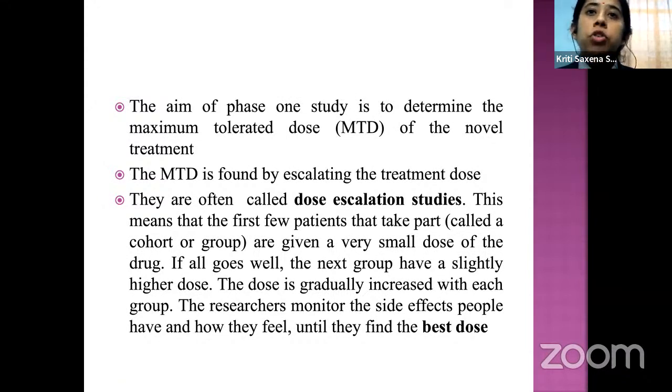Here, the first 2 patients that take part are given a very small dose of the drug. If it goes well, then we gradually increase the dose up to the point where toxicity does not occur, because we are aiming to find the maximum tolerated dose. And here we find the best proposed dose that is administered to a patient or a healthy volunteer to cure the disease. Next slide.